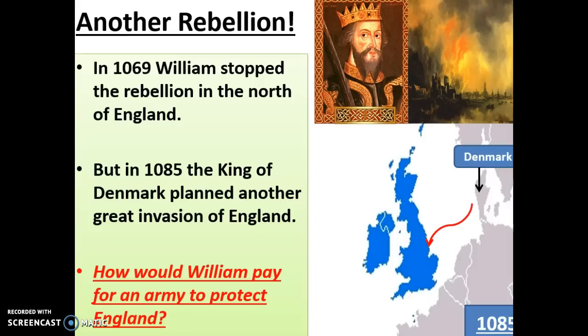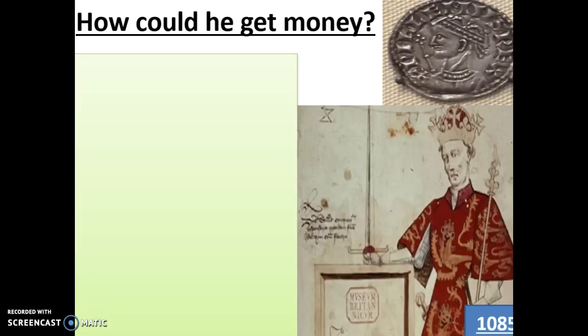I would like you to write down these bullet points in your notebook. Okay, so we know that he needs money. Armies are not cheap. How is he going to get this money? The first slide we were thinking about who owns what, who pays what taxes. Let's talk about that.